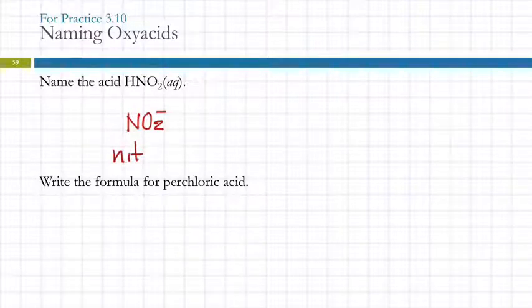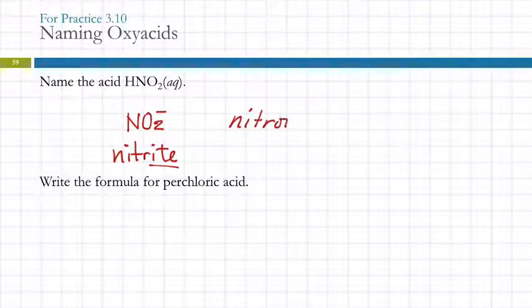Why is its name nitrite? Because it's one less oxygen than nitrate. Why is nitrate's name nitrate? Because it just is, that's its name. So this is nitrite. So then we change ite to us. And so this is nitrous acid. Okay? No hydro in front. Hydronitric acid would be H3N, no oxygens. So that's nitrous acid. Any questions?